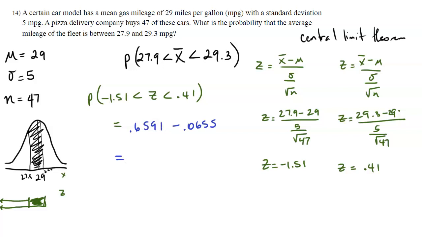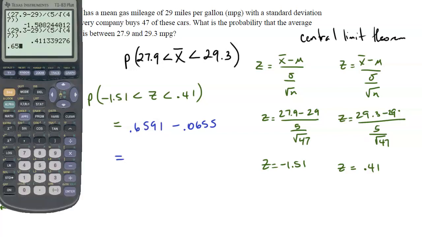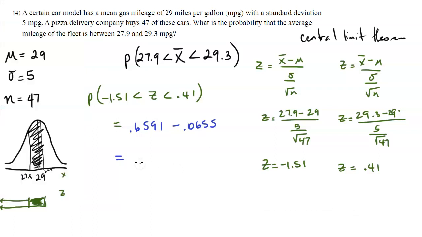So I'm subtracting these two, 0.6591 minus 0.0655, 0.5936. That's the area that we're looking for, right in the middle. So this is the format for in between these two values. Find the two separate z values, go to the table, find the areas under the curve between those two, subtract them.